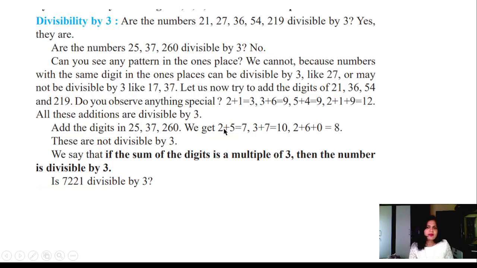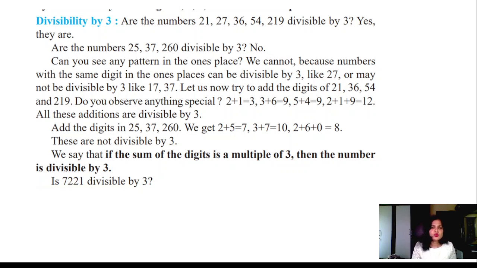Now these are not divisible by 3. 2 plus 5 is 7. 7 is not divisible by 3, so 25 is not divisible by 3. 3 plus 7 is 10. 37 is not divisible by 3 because 10 is not divisible by 3. 260: 2 plus 6 is 8. 8 is not divisible by 3. Therefore 260 is not divisible by 3. We say that if the sum of the digits is a multiple of 3, then the number is divisible by 3.